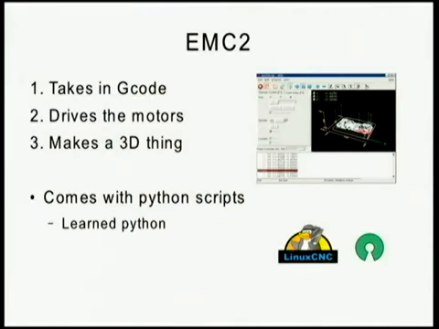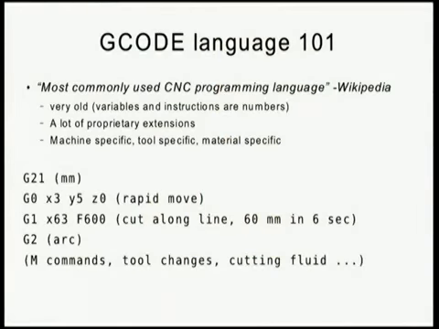So, the machine also came with a free open source software called EMC2. The job of EMC2 is to take G-code, drive the motors, and make a 3D thing for you. It comes with interesting Python scripts that you can load in the GUI, and as long as they produce valid G-code, it just runs the machines for you. So this prompted me to learn Python, and I got to learn G-code, unfortunately.